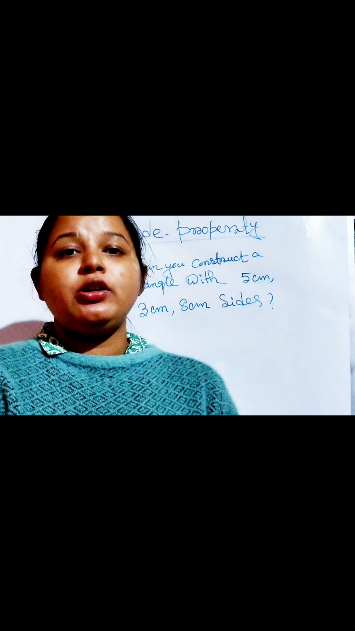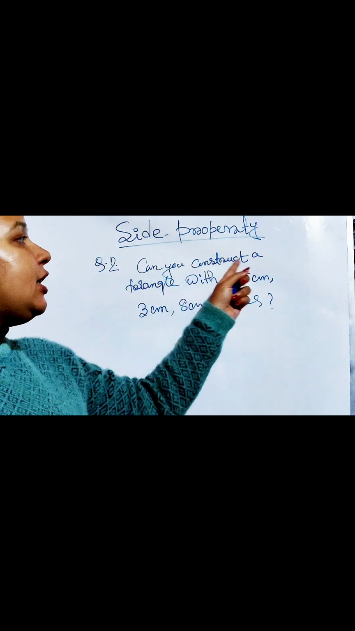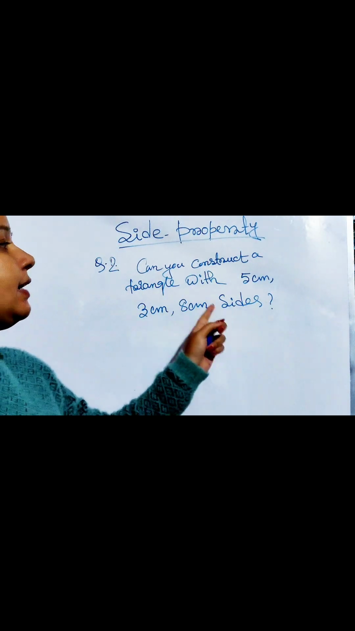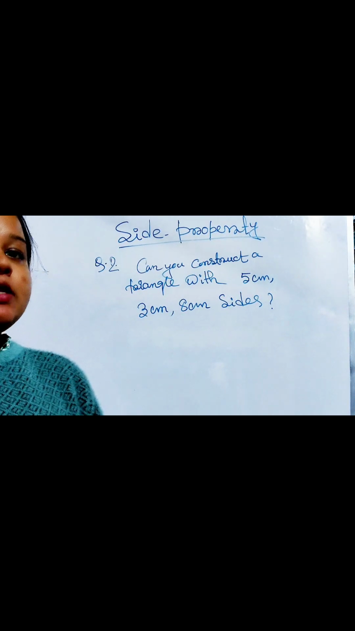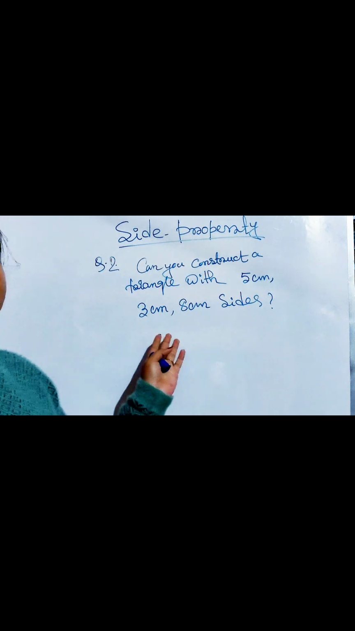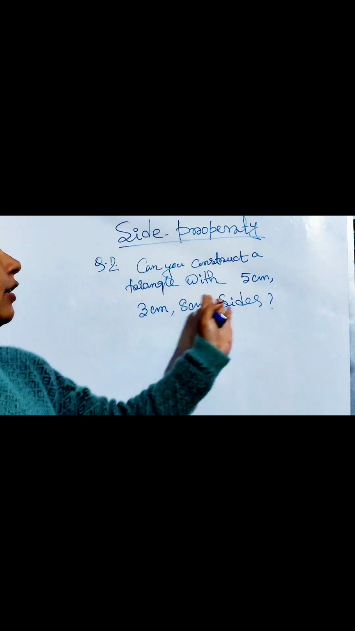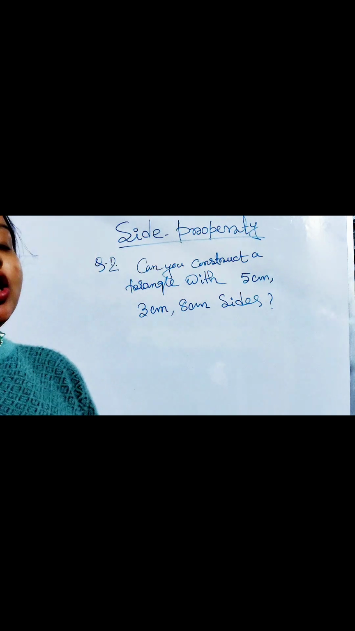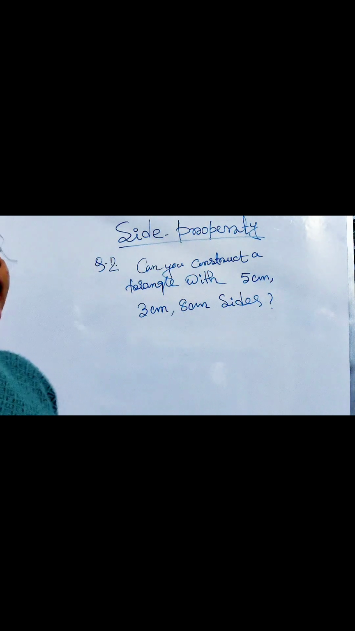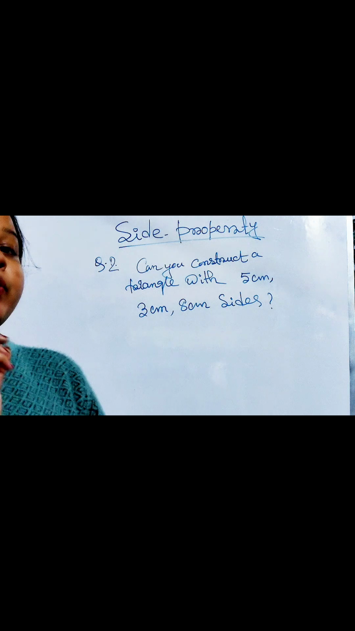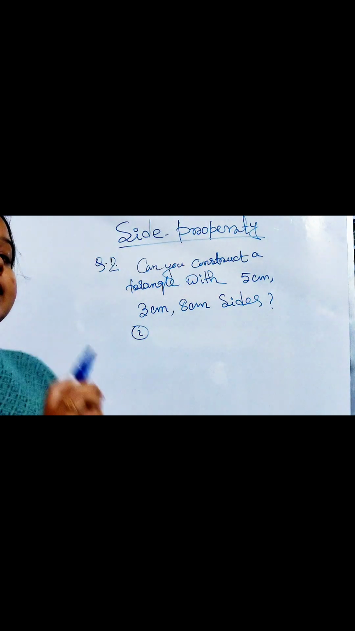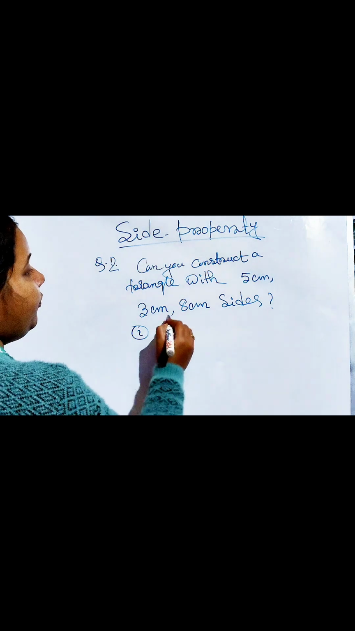See next question, question number 2. Can you construct a triangle with sides 5 centimeter, 3 centimeter, and 8 centimeter? Can you draw this type of triangle where the sides are given with these lengths? So here again you have to do the math by using the side property. But what is the process? See, we have to check three conditions here. One by one we will check.